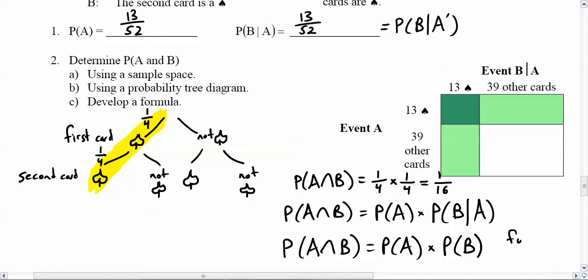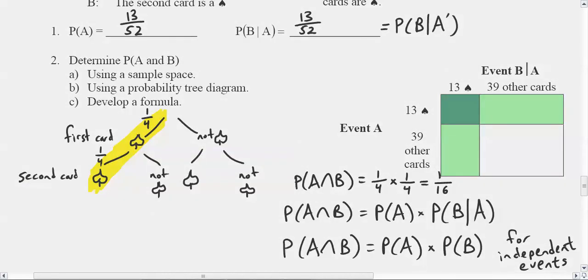So this works for independent events. Independent events means that the outcome of the first event does not affect the outcome of the second event. And we won't do this with the sample space because I think that might just make it more confusing than it has to be. Yeah, on the back side you have a summary of these two results.